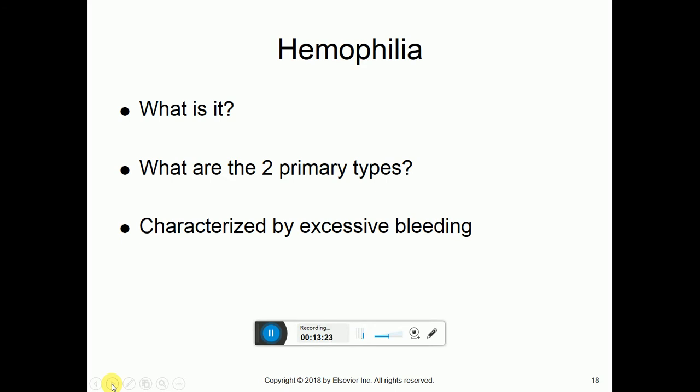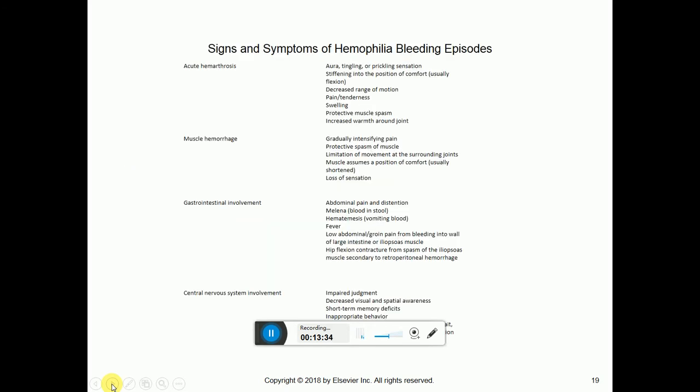So females are the carriers of the abnormality, and males present with the disease in regards to hemophilia. Signs and symptoms of hemophilia, you can read those there. This is signs and symptoms of hemophilia bleeding episodes. So if someone has bleeding into a muscle or into a joint, the symptoms on the right will manifest, okay?